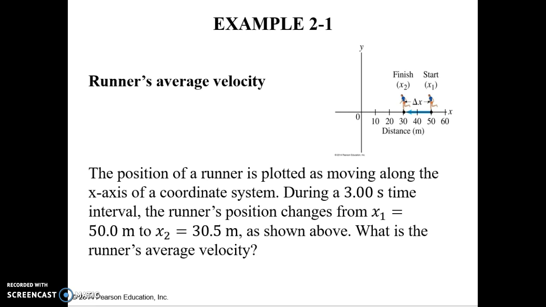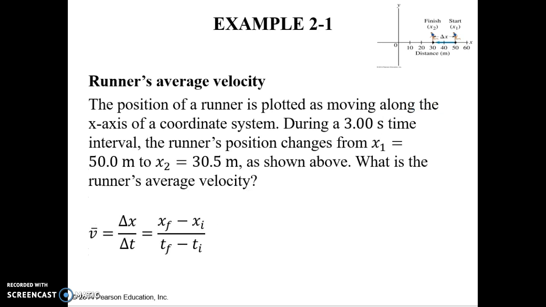Let's do example 2.1. The position of a runner is plotted as moving along the x-axis of a coordinate system. During a 3-second time interval, the runner's position changes from x1 equals 50 meters to x2 equals 30.5 meters, as shown above. What is the runner's average velocity?